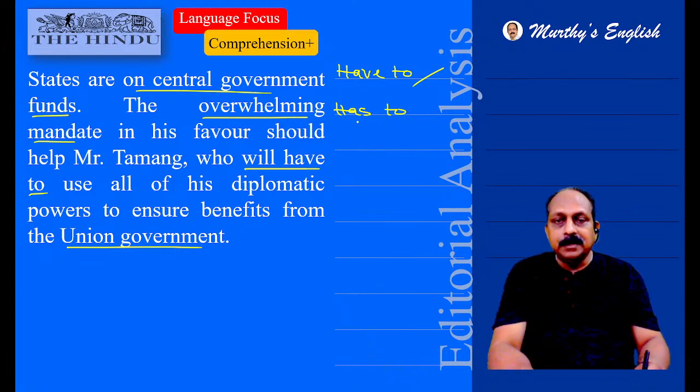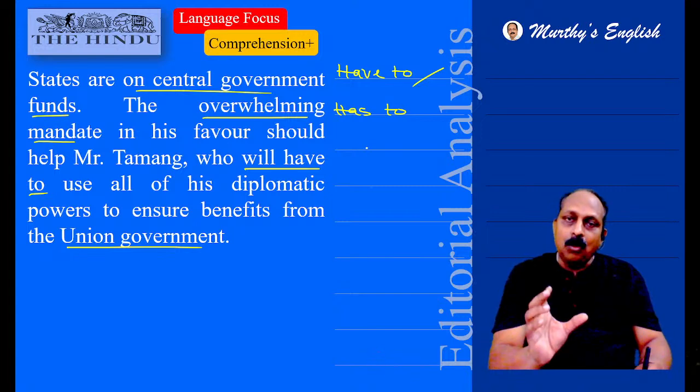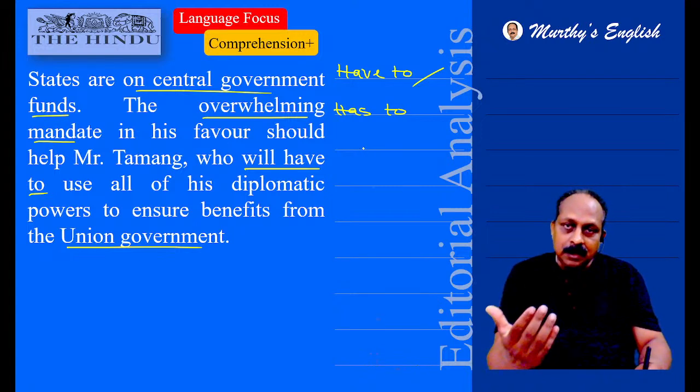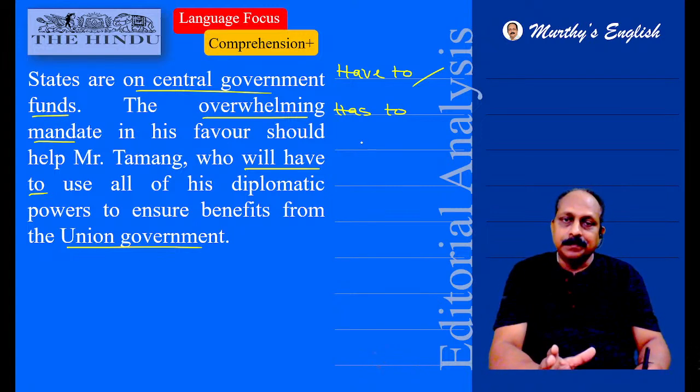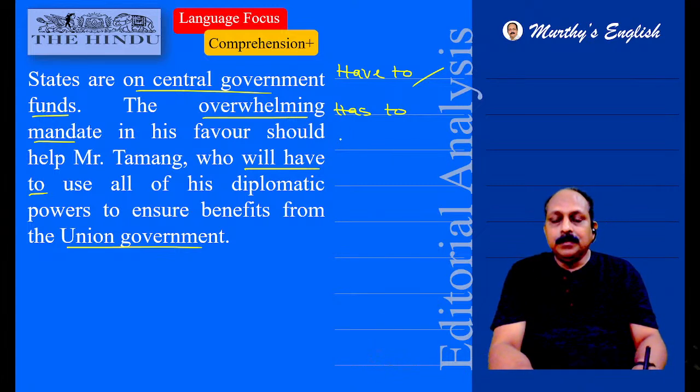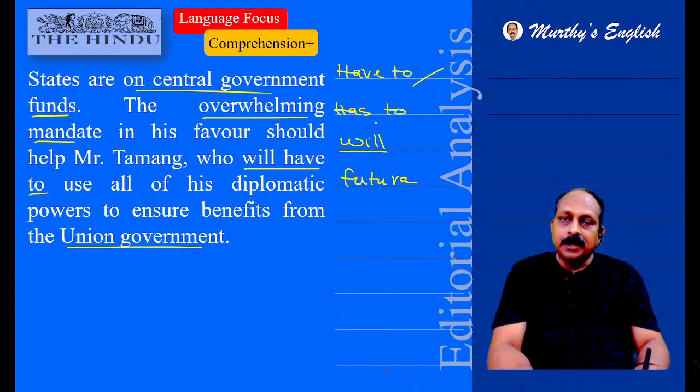What is its function? It is used to express an obligation imposed by an external authority or a situation. But here, "will have to" means it refers to the future: in future, an obligation imposed by an external authority or a situation.